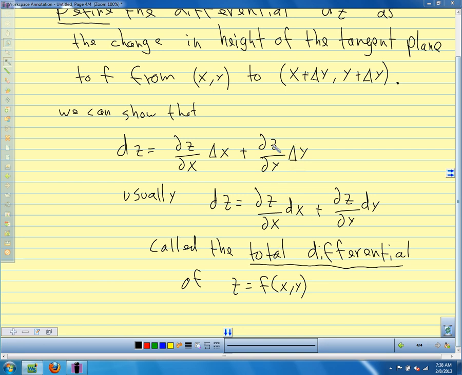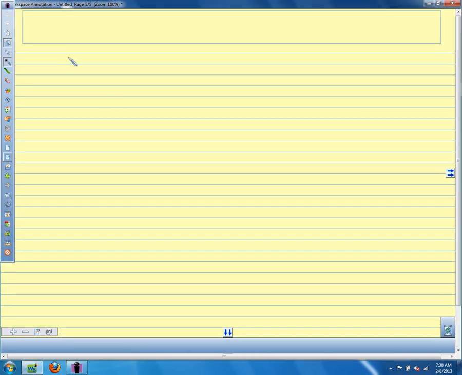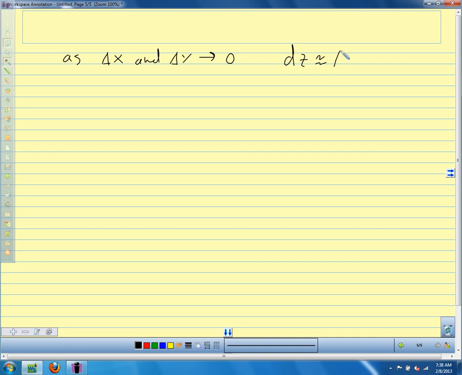And as delta x and delta y, as the increments approach 0, we get a better and better approximation to delta z. So we can say as delta x and delta y approach 0, our dz more and more closely approximates the increment. As delta x and delta y approach 0, dz is approximately equal to delta z. So our total differential is a better and better approximation to the change in the height of the surface.